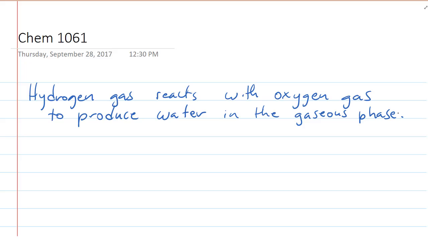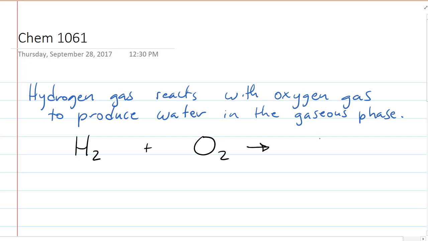So now we want to write this out as a chemical equation. We need to remember what the formula is for hydrogen gas. What is the formula for hydrogen gas? H2, good. And the formula for oxygen is? O2. And the formula for water is? H2O. And then we put phase labels after each one of the chemical formulas to indicate the phase that is present. And of course, G would stand for gas.